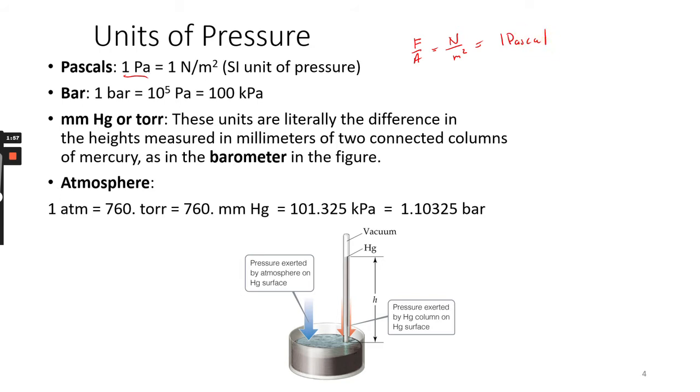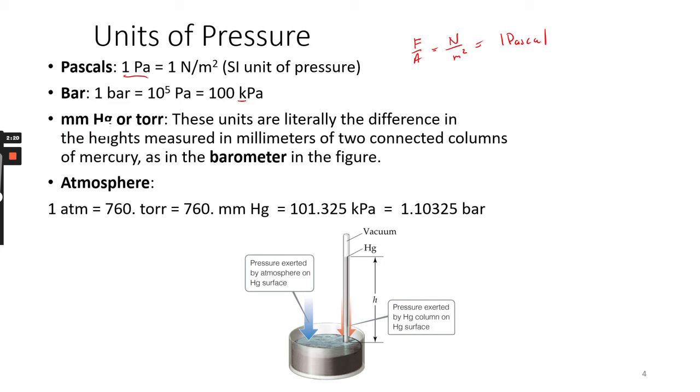There are many different units of pressure. Another one is called a bar, and 1 bar is equal to 10 to the 5 pascals, or 100 kilopascals, where this k is kilo. We also have millimeters of mercury, or torr. The numeric value when you have both of these units are equal to each other. 1 torr is the same thing as 1 millimeter of mercury.